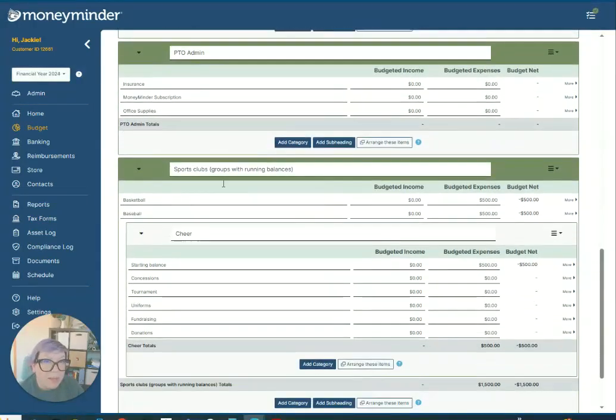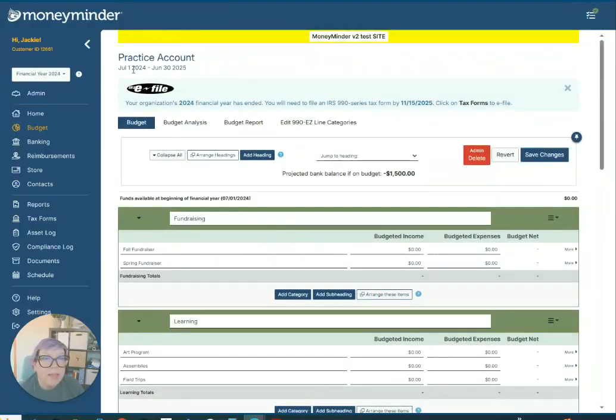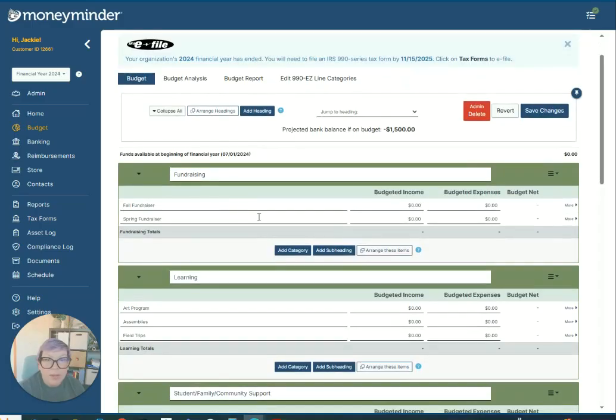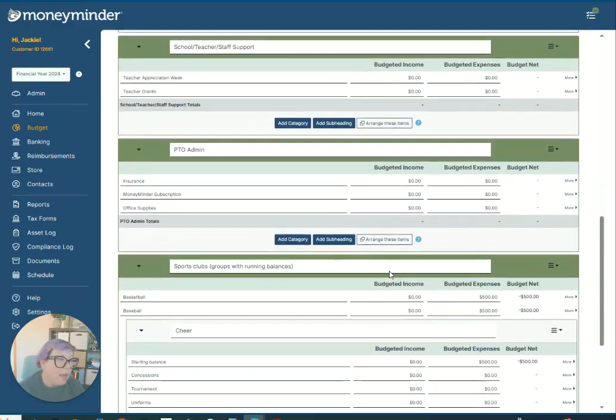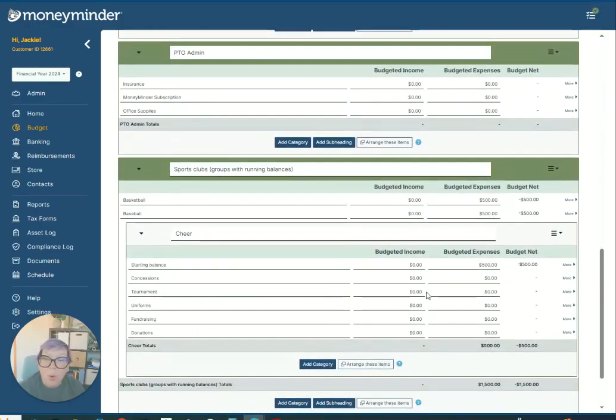So here in my little practice account, you can see my financial year goes from July 1st to June 30th. So I'm pretending that I'm a parent group, right? And that I have these sports that do their own fundraising and they collect their own money, and I'm holding it for them as the parent group or the booster group, and then I'm spending it on their behalf on things that go to their club or sport.